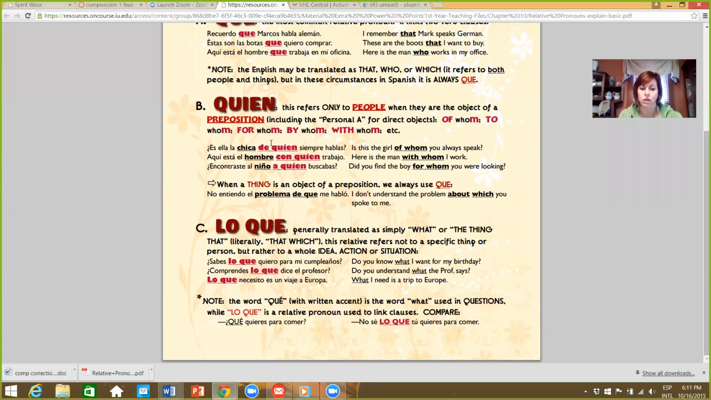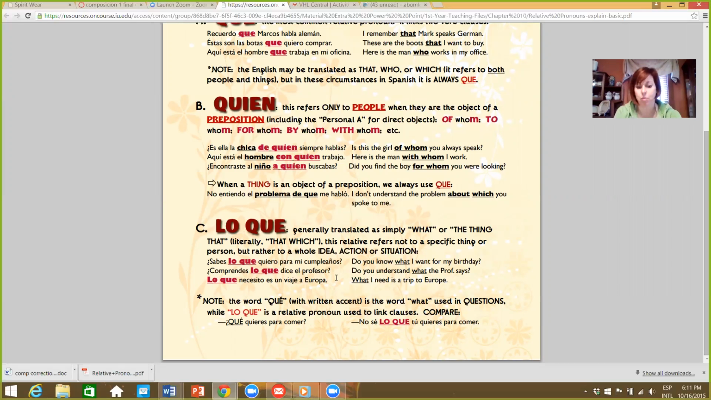And the third one that is really common is lo que. Lo que is really a general word. It means what, or the thing that. Okay, it can refer to an idea, an action, a situation. So here are some examples. ¿Sabes lo que quiero para mi cumpleaños? So do you know what I want? It's like saying, do you know that thing that I want? Or do you know those things that I want that I haven't specified yet?